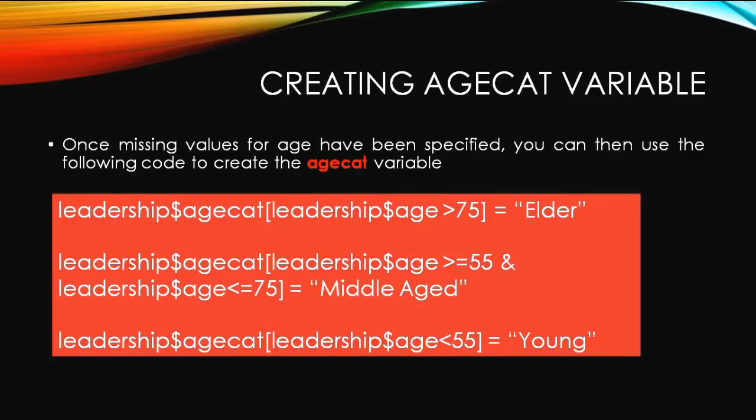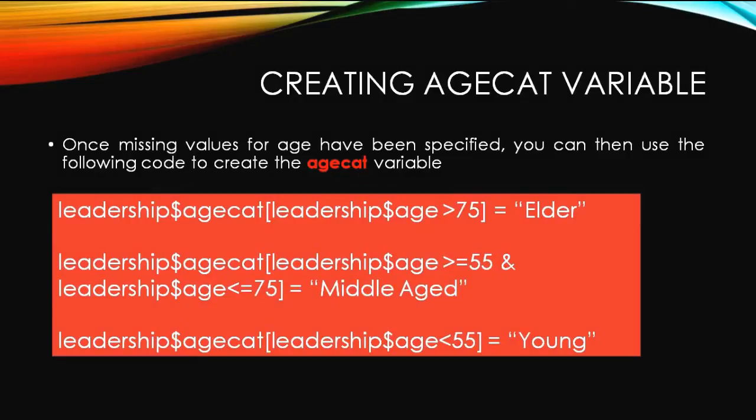Likewise, leadership dollar age cat, that's the new variable in the data frame leadership, square bracket, leadership dollar age greater than or equal to 55 and leadership dollar age less than or equal to 75. I'll consider that as middle aged. Likewise, leadership dollar age cat, square brackets, leadership dollar age less than 55 equals young.